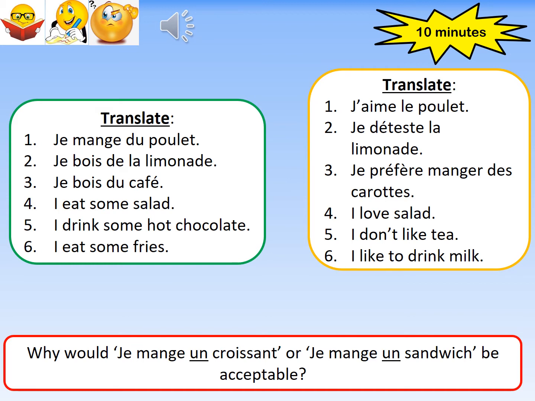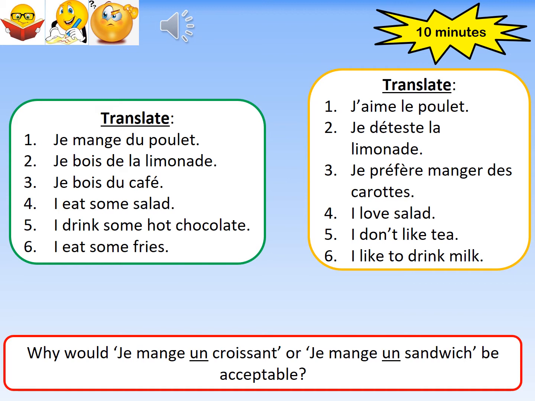So your task, if you look at green and amber, they are nearly the same. You need to be translating 6 sentences. 3 of them need to go from French to English, and the other 3 need to go from English to French. Pick one of the 2 translations, and I would like you to all have a go at the question from the red box. Okay?